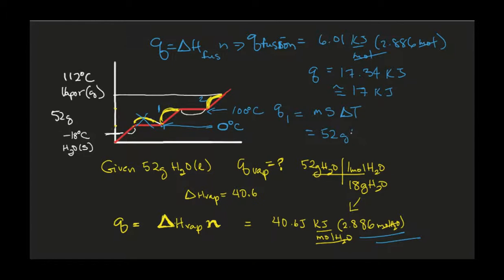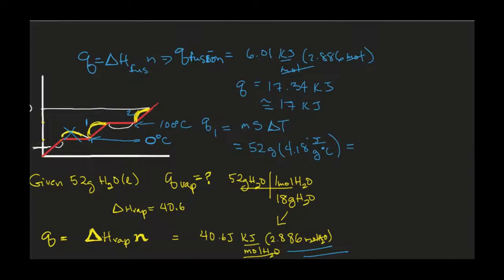Here we have MSAT, so the mass was 52 grams, the specific heat again is 4.18, and the change in temperature is what? Is it 0 to 18 or is it? We're in region 1 over here. So we start at 0 and we're going up as we go to the right, so it'd be to 100. So 100 minus 0. Yeah.